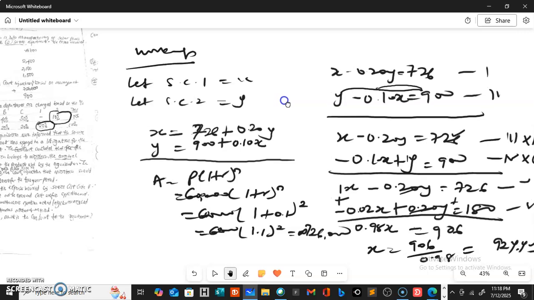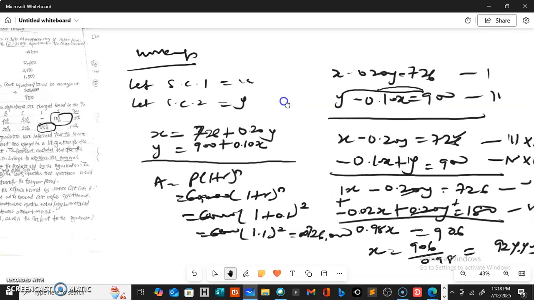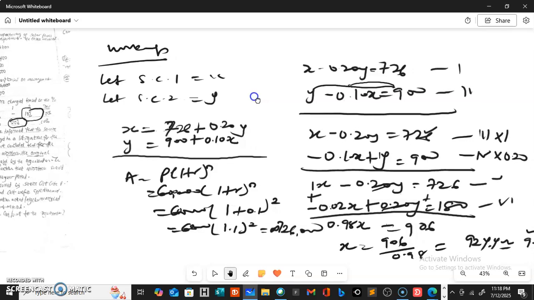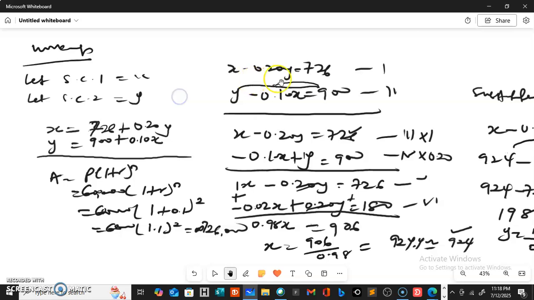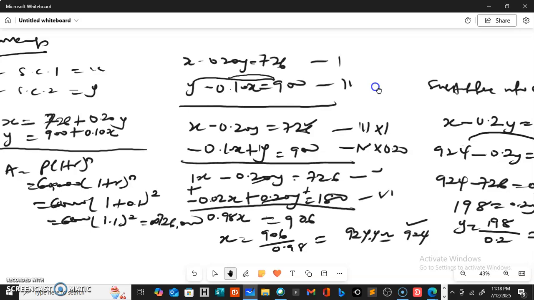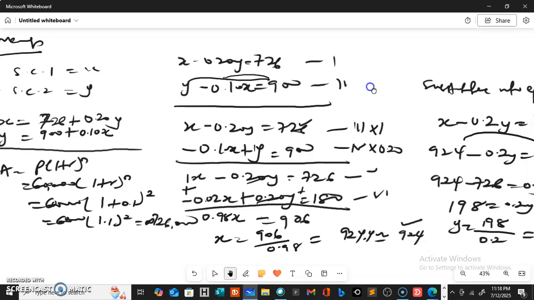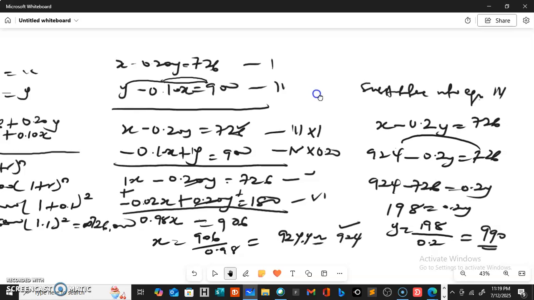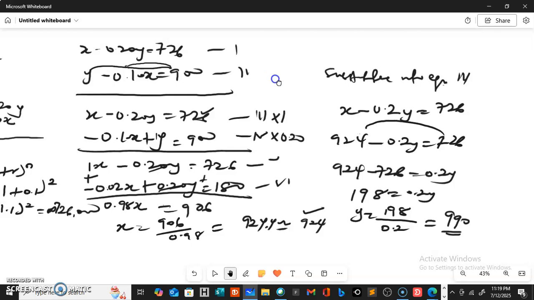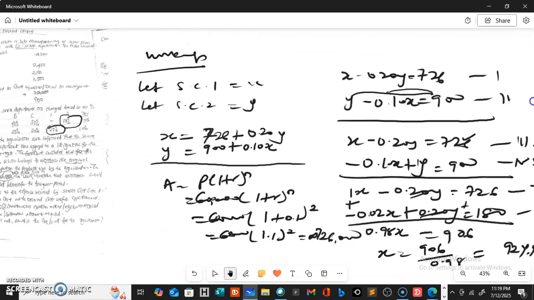Of course, we're not given it in the question, so we have to find a way to get that. So we're able to get 726,000. At the end of the day, we're also able to use the simultaneous equation to get the total cost apportioned to both Service Cost Center 1 and Service Cost Center 2. So at the end of the day, we're able to arrive at 924 and 990. Okay, so let us move on now and see the question again.